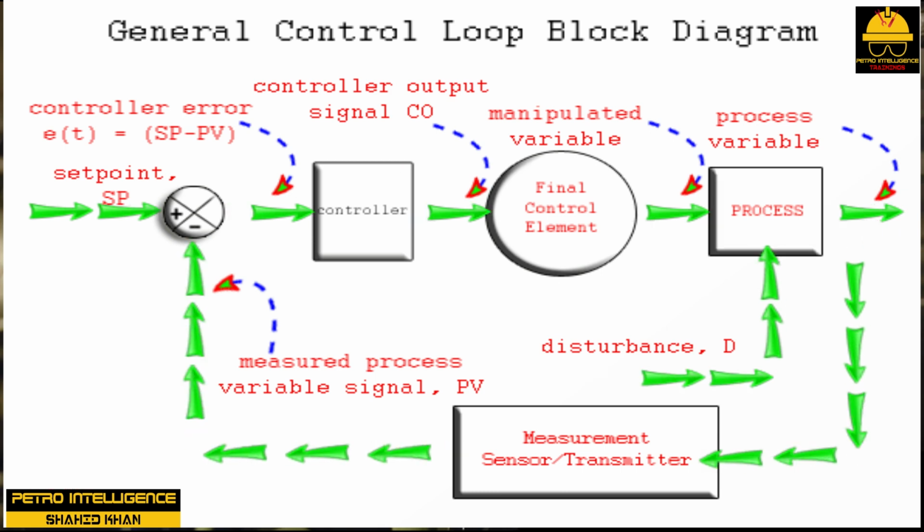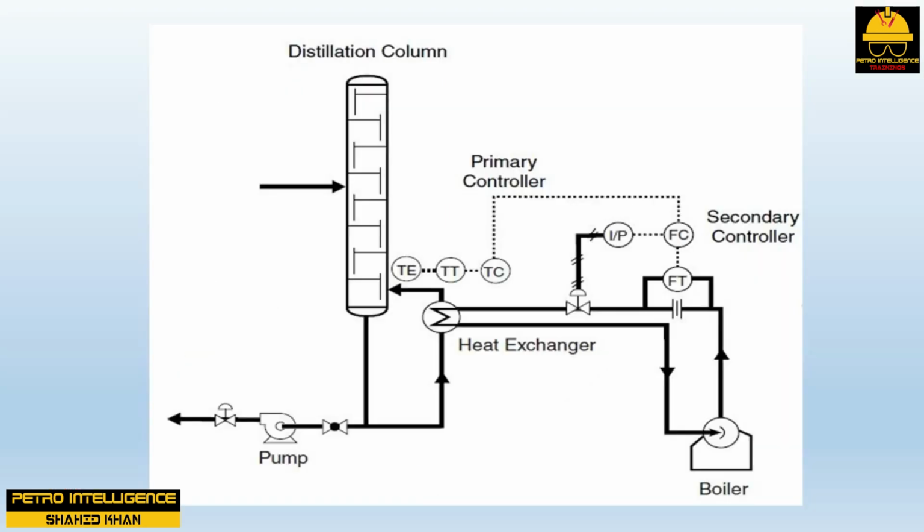5. Final control element, that part of a control loop, for example, control valve, damper, or governor for speed control, that actually makes the change to the process. The final control element is governed by a controller. This picture is an example of a cascaded control loop.